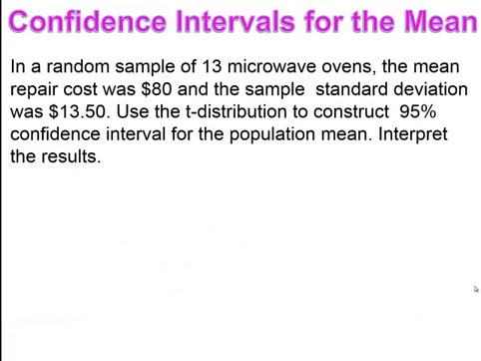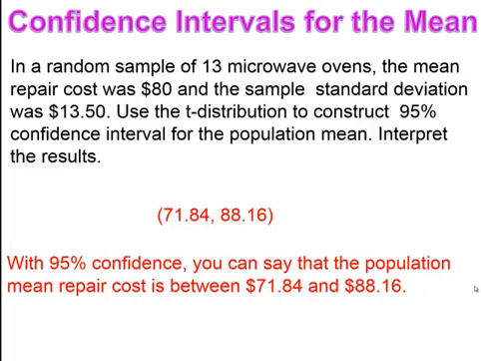Pause and try. So in this case, you should have gotten the interval of 71.84 to 88.616. And at a level of 95% confidence, you can say that the population mean repair cost is between $71.84 and $88.61.